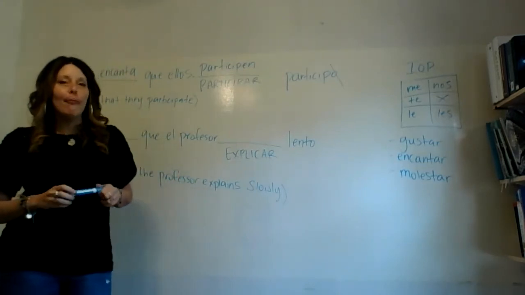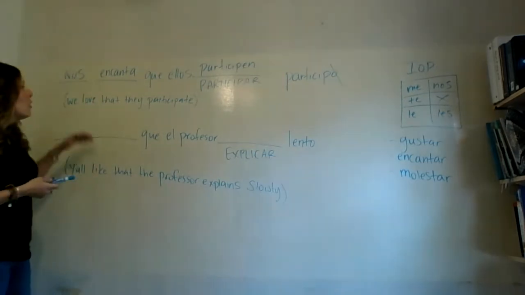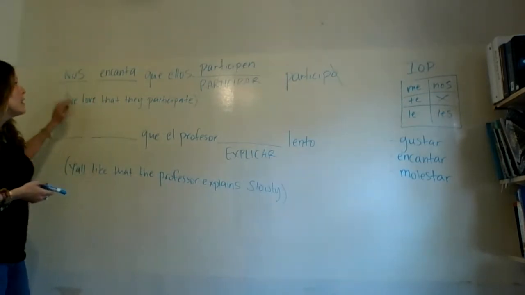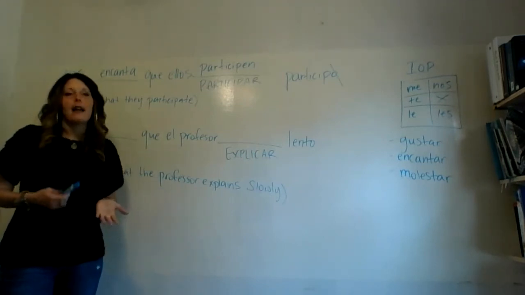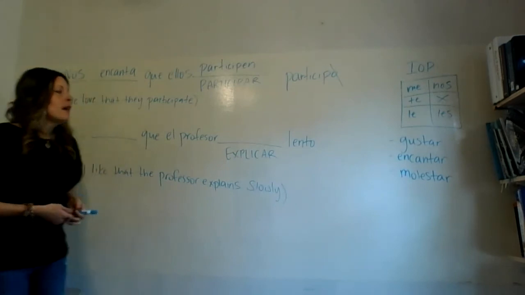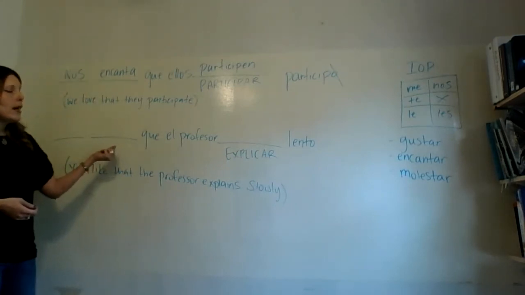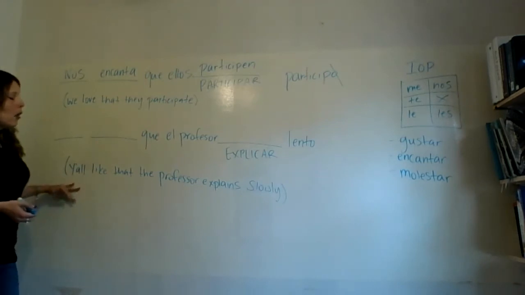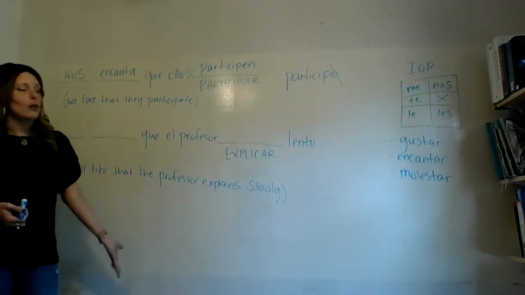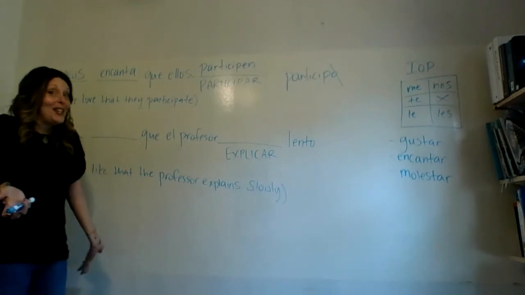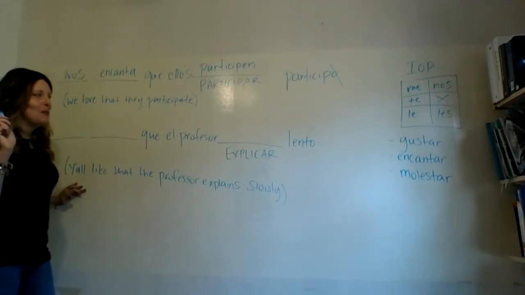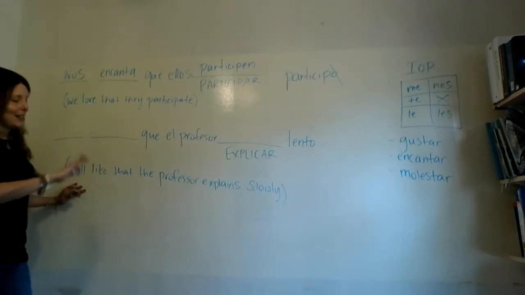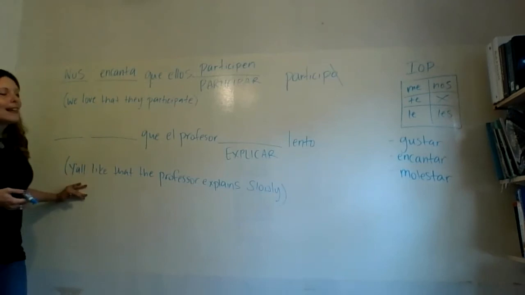P-A-R-T-I-C-I-P-E-N. Participen. So our sentence now, we love that they participate, is nos encanta que ellos participen. Nos encanta que ellos participen. Then our last example right here is going to be, y'all like that the professor explained slowly. Maybe not, but I try. Meaning maybe it's not slowly, or maybe you don't like that it's so slow, but this is just our example sentence. Go with it. Y'all like that the professor explains slowly.